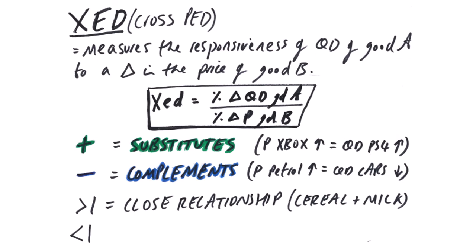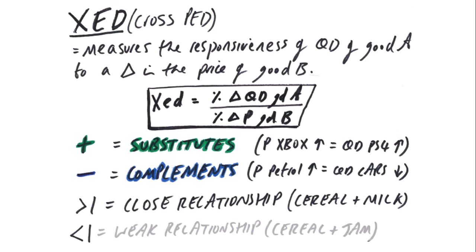And if it's less than 1, it means the relationship is weak. So for example, say cereal and jam. The answer probably would be negative, but it would be very weak, or the relationship between the two. There might not be any response if the price of cereal goes up. What happens in demand for jam? So if it's less than 1, it means it's inelastic and there was a weak response.